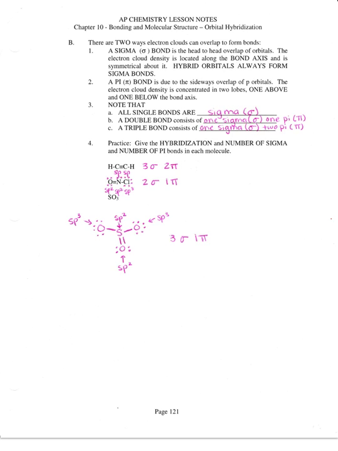You need to be able to figure out hybridization, and you need to be able to figure out how many sigma and pi bonds are present. Again, make sure that you read through both sections in Chapter 10 to make sure that you understand.